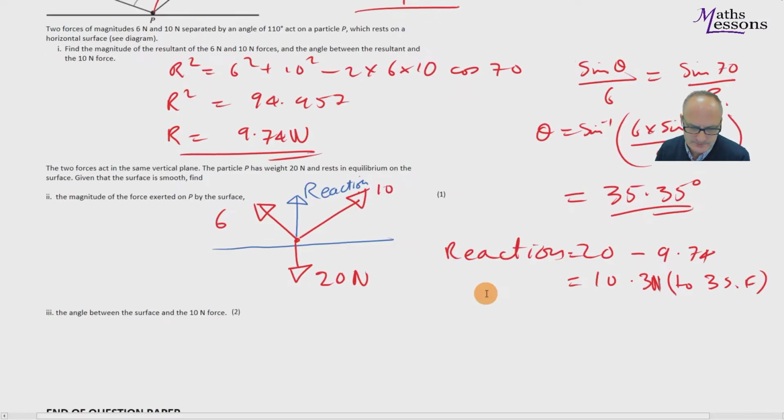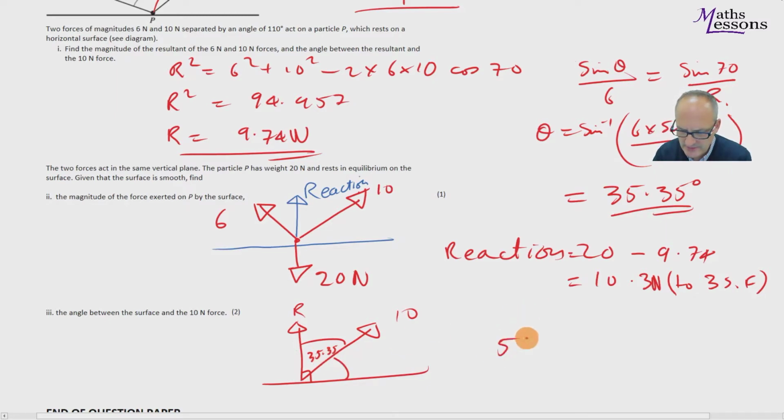Last part of the question. Find the angle between the surface and the 10 newton force. Well, we know that our reaction and our resultant must be vertical. We know that the angle between our resultant and the 10 was 35.35 degrees. And we know that that's going to be at right angles, because remember the resultant was vertical because of the 6 and the 10. So this angle must be 90 minus 35.35. So we get 54.623 to 5 significant figures.